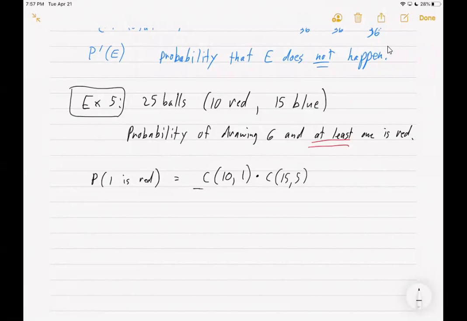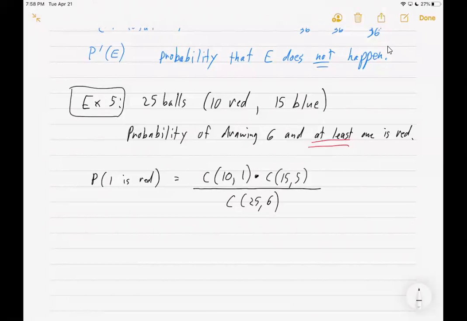So we would look at the number of ways that we could get 1 red out of the 10 times the number of ways we could get 5 blues out of the 15, and we would multiply those together, and it would give us the number of ways that we could draw those. And we would put that over the total number of 25 things, taken 6 at a time, all right? So that ratio would give me the probability that 1 is red.